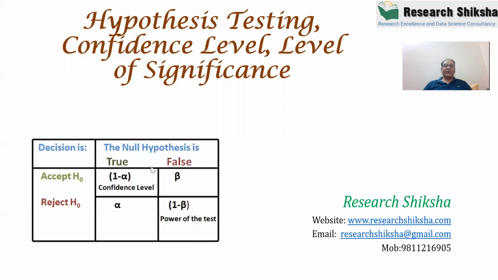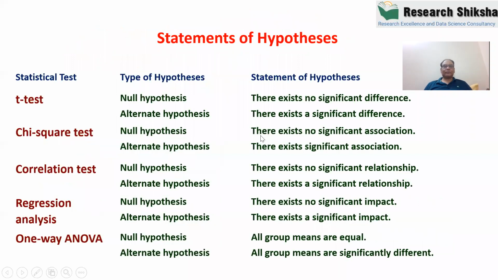And if we reject the true hypothesis, it is called alpha, which is called type 1 error. And in this case, when we accept the null hypothesis, in fact, it is false, but we are accepting it. It is called beta, type 2 error. So we will understand this concept, no problem. So I start with this slide.